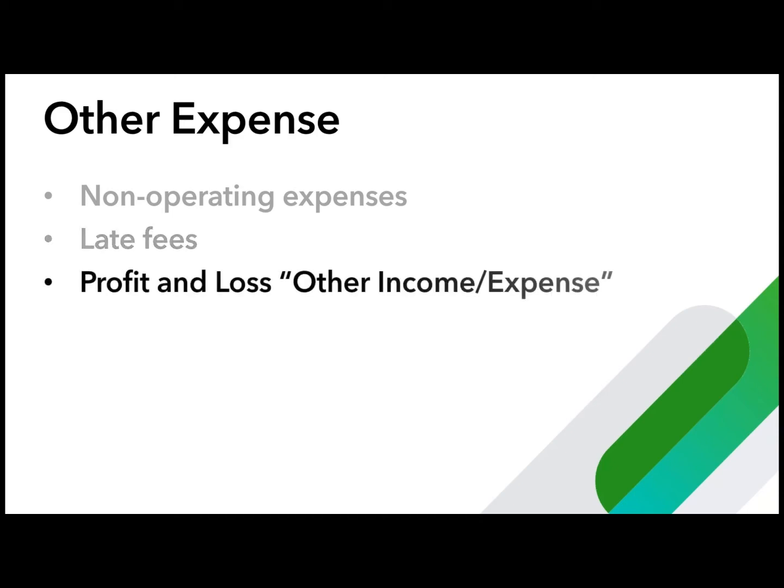Other expense is the last account type. Use this type to track non-operating expenses. This means expenses not usually associated with your business. An example could be late fees, unless paying late fees is part of your normal operating procedures. Other expense accounts appear under the Other Income and Expense section of the profit and loss statement.